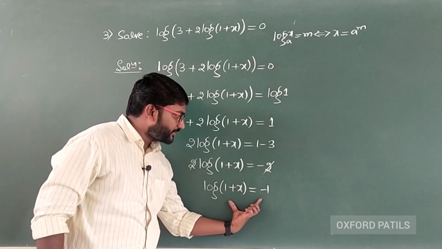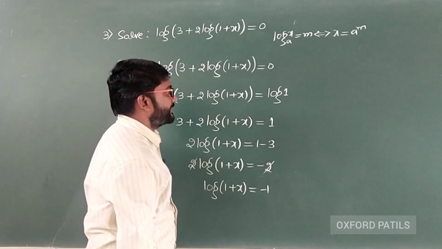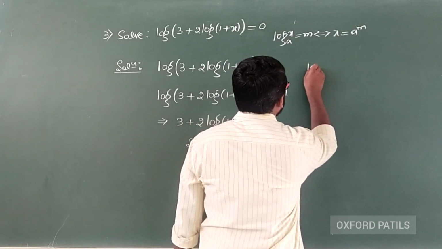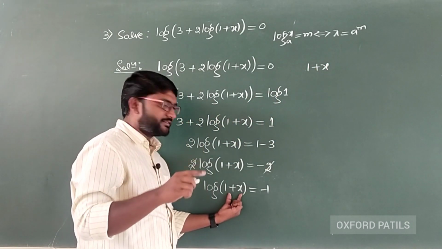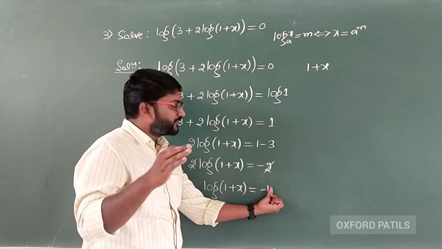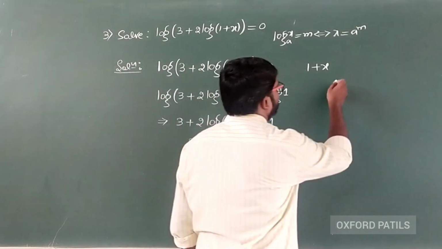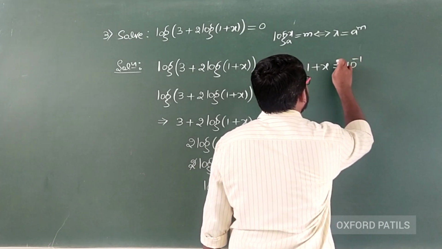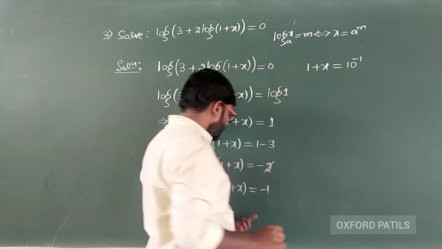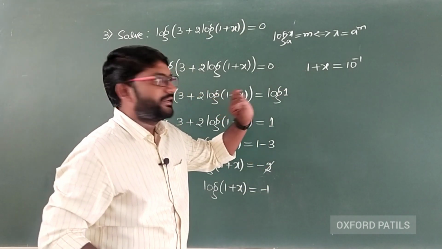Now we have to write this logarithmic form in the form of exponential. So what do we get here? 1 plus x remains as it is, 1 plus x is equal to 10 to the power minus 1. So I have written the logarithmic form into exponential form.